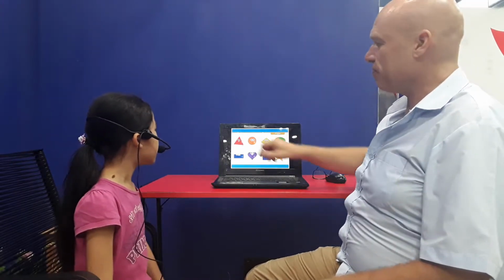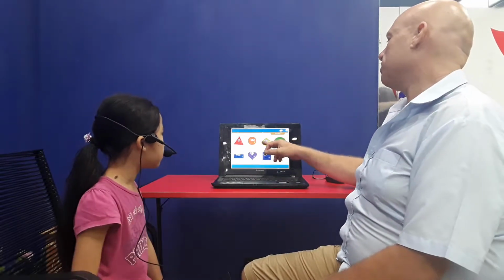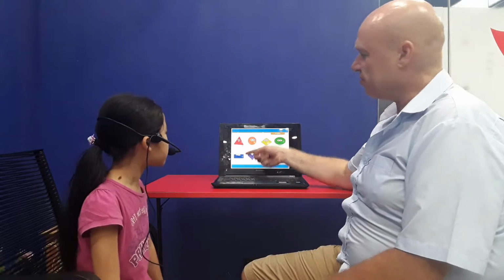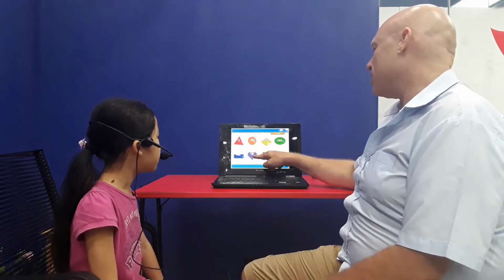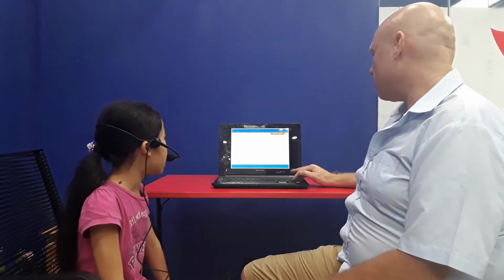Okay, let's look at our shapes, okay? What's this shape? It's a triangle. What's this one? It's a circle. And this one? It's a diamond. Diamond, and this one? It's an oval. Good. How about here? It's a rectangle. Great. Is this a heart? Heart. It's a square. Square. And it's a star. Good.